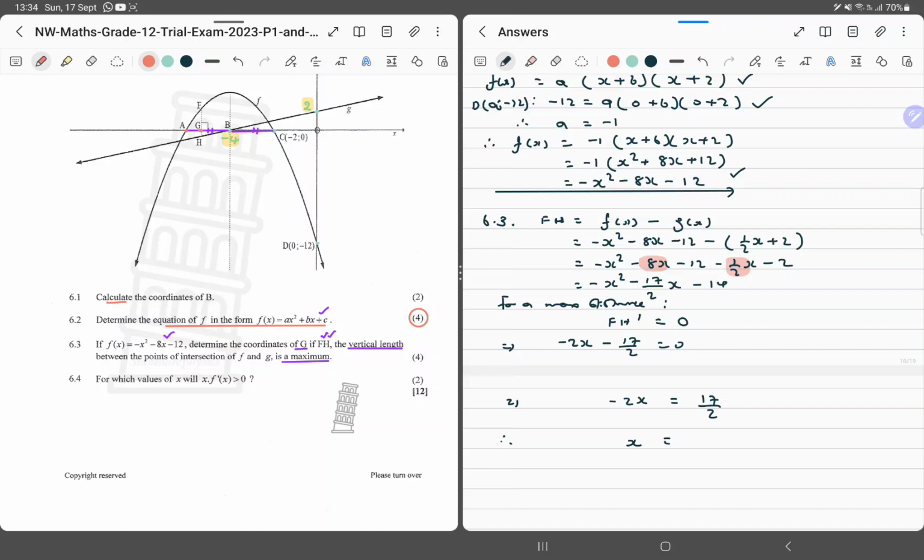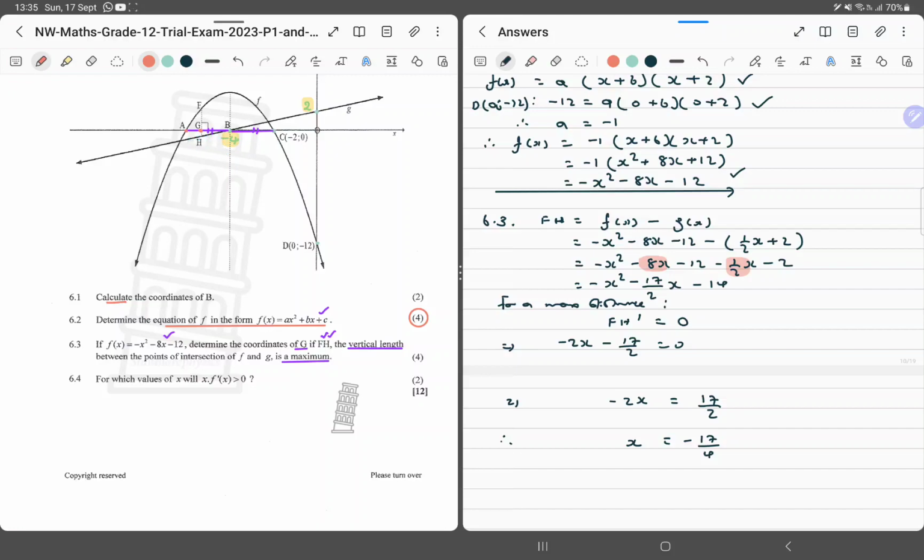So therefore x is 17 divided by 2 divided by minus 2. So x must be minus 17 over 4. Okay, so what is 17 over 4? It is basically minus 4.25. And this is the correct position because we already have a minus 4.